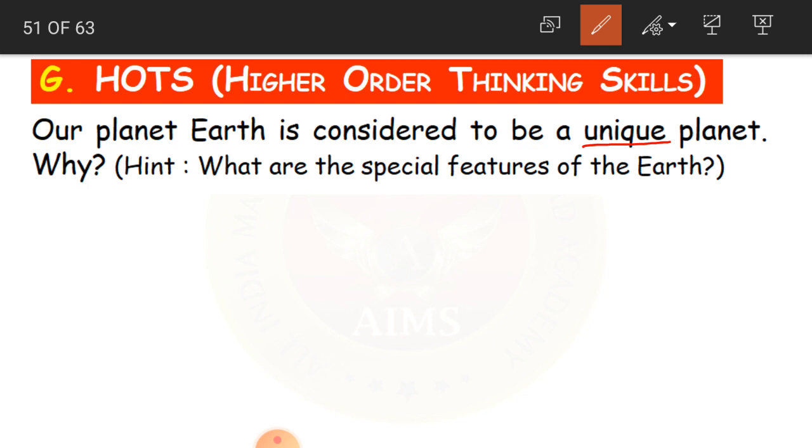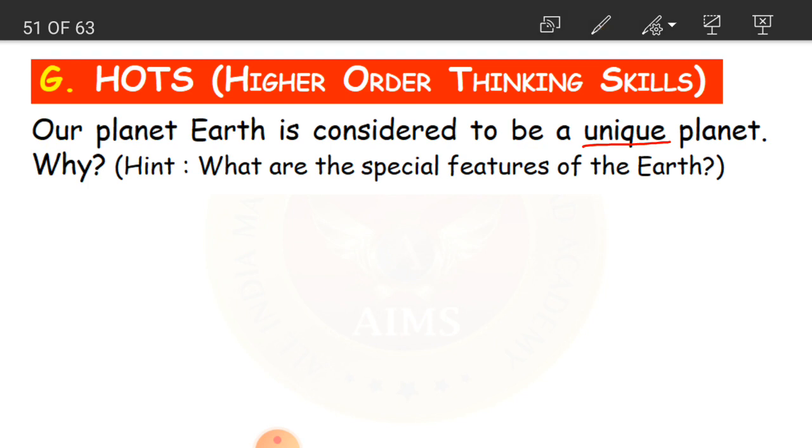So what is the hint given for you while writing the answer? What are the special features of the Earth? You can mention all the special features of the Earth. Okay, children, life exists here, and how much water is there, how much land is there. Days, seasons, all this. So you can put all the features of the Earth to attempt this answer. Clear? I hope you will do this.